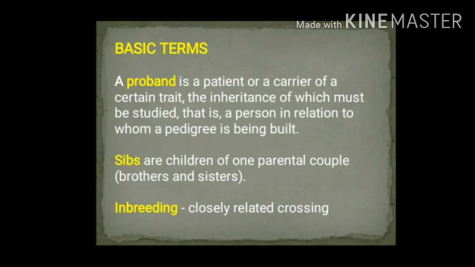These are important terms which we use in our class. A proband is a patient or a carrier of a certain trait, the inheritance of which must be studied. That is, a person in relation to whom a pedigree is being built. Sibs are the children of the parental couple, brothers and sisters. Inbreeding is closely related crossing.